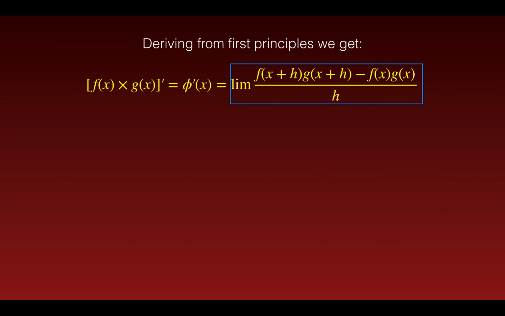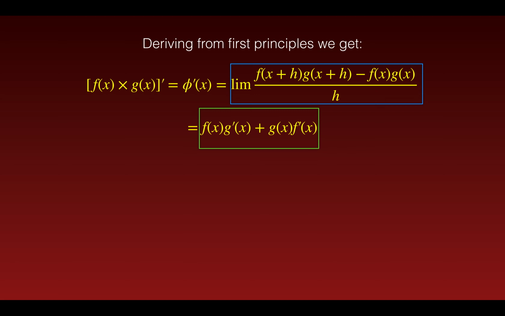Say there are two functions f of x and g of x that are multiplied together and that they equal a new function phi of x. Then, deriving from first principles, we get the expression in the blue box. We want to show that this is equal to the expression in the green box, which is the product rule.